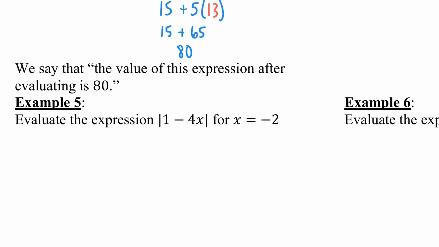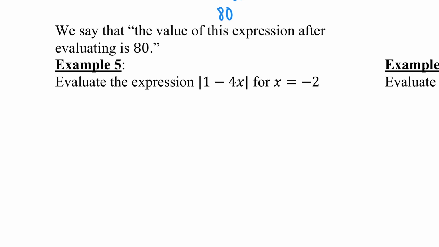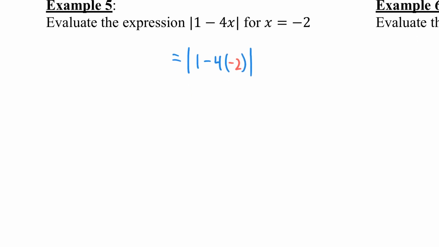All right, let's look at example 5 here. Evaluate the expression absolute value of 1 minus 4x for x equal to negative 2. So we're just going to do the same idea. This is equal to the absolute value of 1 minus 4, and wherever we see the x, we're going to throw in the number there, so negative 2. And now we're going to evaluate. This should just be a number when we're all done. So this is going to be the absolute value of 1, and there's some multiplication going on here. Negative 4 times negative 2 is positive 8. So plus 8. And then this is the absolute value of 1 plus 8, which is 9, and the absolute value of 9 is 9.